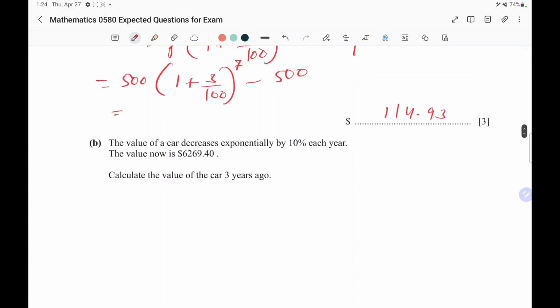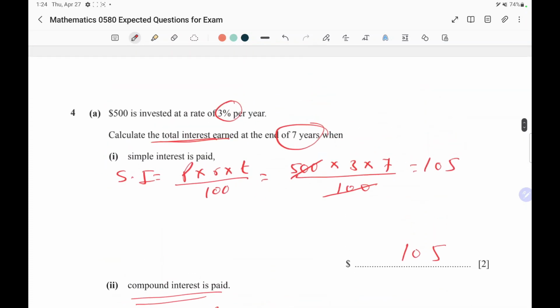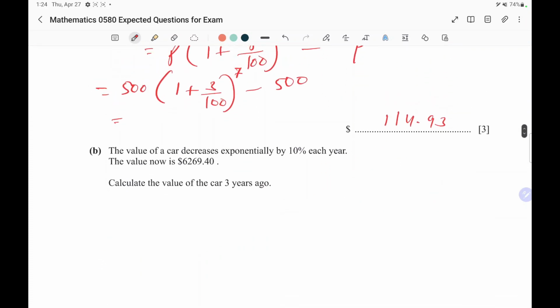Okay, now B part that says, yeah, B part is completely different. It's not related to A. The value of car decreases exponentially by 10%. The value now is $6,269.4. Calculate the value of car 3 years ago.